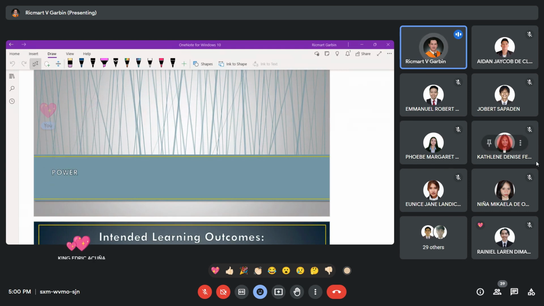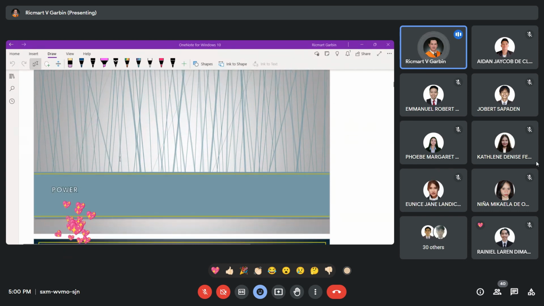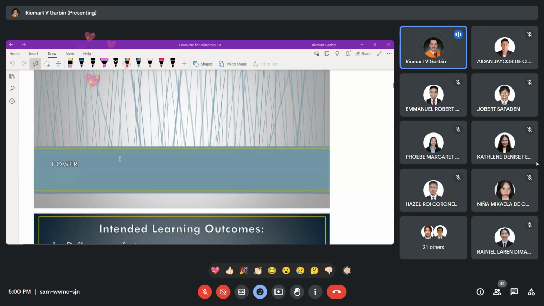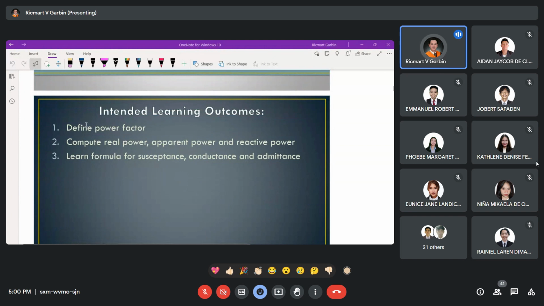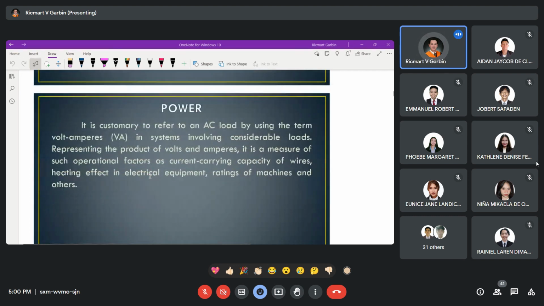Okay. So yung ating topic na sunod is about power naman. So, for our intended learning outcome, define what is power factor, which na-discuss na natin last time. Then compute for the real power, apparent power, and reactive power. Then learn formula for susceptance, conductance, and admittance. So may mga i-introduce tayo ngayon na mga terms which have not yet been discussed from the previous lesson.